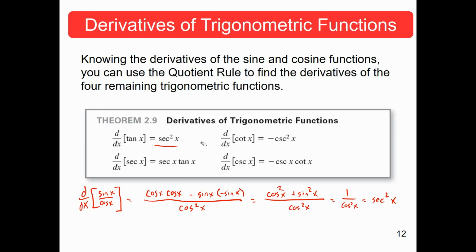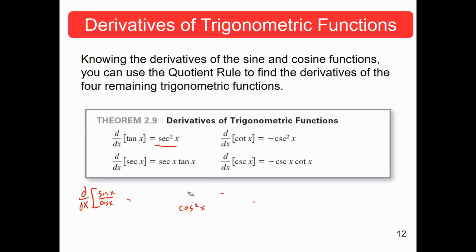We know from our previous work with sine and cosine that the derivative of sine x is cosine x, where the derivative of cosine x is negative sine x. So notice you take the cofunction and change the sign. Same thing with tangent and cotangent. We take the cofunction of tangent, which is cotangent, and the derivative is cosecant squared, make it negative.